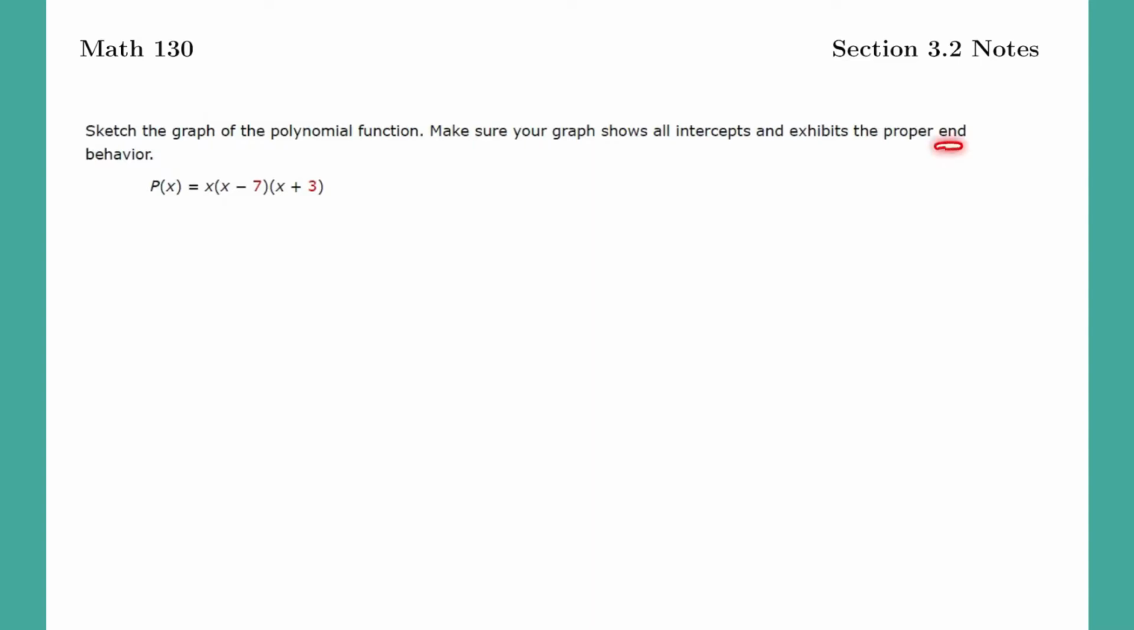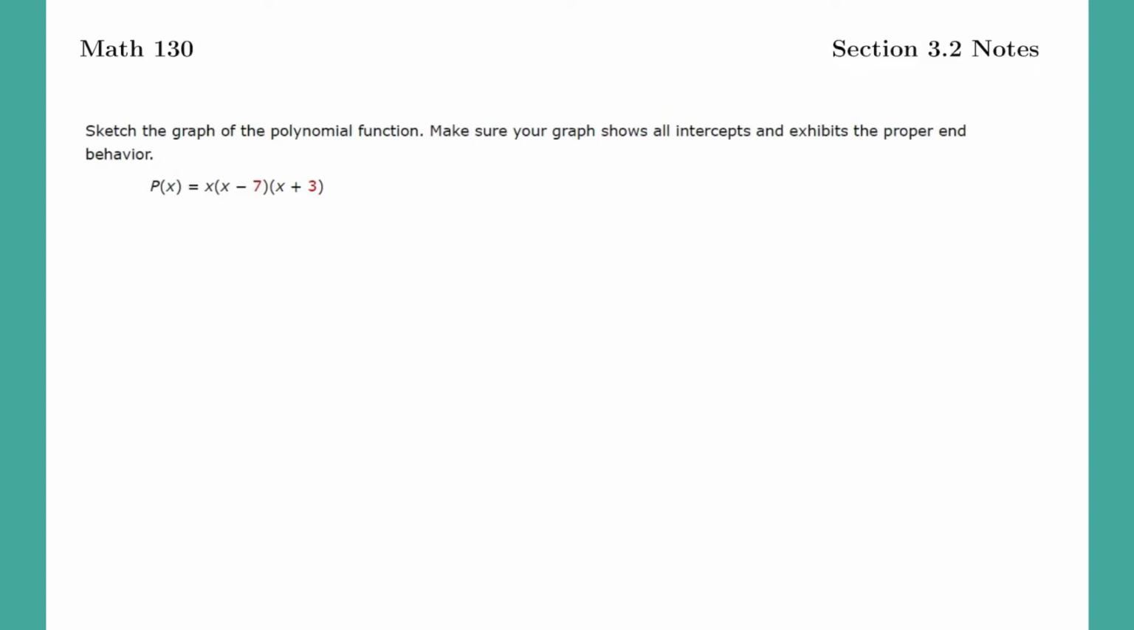So for this section, we need to figure out what end behavior looks like. That just means as x gets larger, does the graph rise to the right or does it fall to the right? And as you go in the negative direction, does the graph rise to the left or does the graph fall to the left?